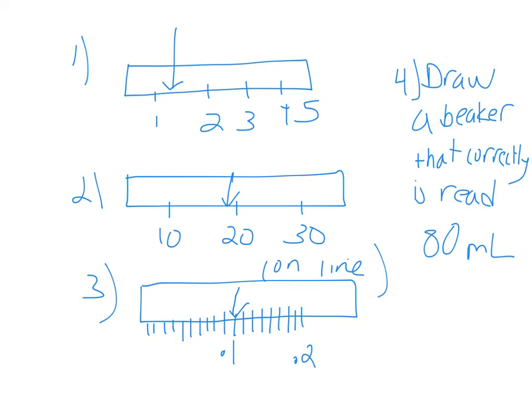Number 3, that is exactly on that line it is pointing to. Now be careful on this one. A lot of people missed a similar one on the quiz. Number 4, I want you to draw what a beaker would look like that is correctly read 80 milliliters. So think about where the estimating there is, how that would have to be marked. There are a couple possibilities there, but I don't just want to see an 80 line marked because that would be incorrect.